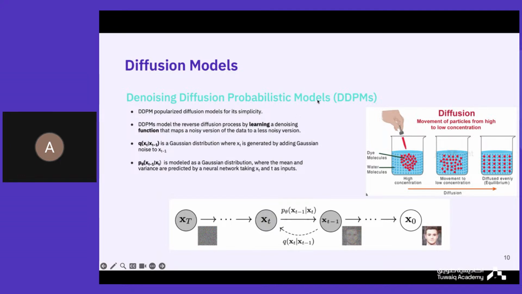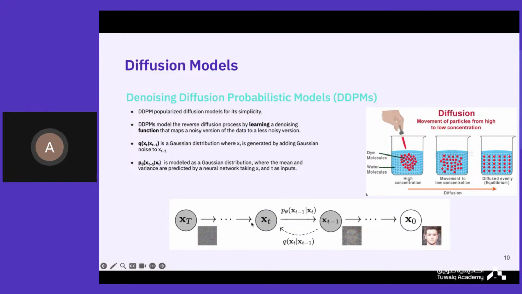It learns a denoising function. By function here, we mean a neural network that maps a noisy version of the data to a less noisy version. As we mentioned, less noisy because we do small incremental changes to the image itself. We have here two probability distributions, q, which is a Gaussian distribution generated by adding Gaussian noise, because normal distributions are closed. So whenever we do any linear transformation on them, the outcome is still Gaussian. And so as long as we keep adding small incremental changes from noise that is sampled from a standard Gaussian distribution, the distribution will stay the same.